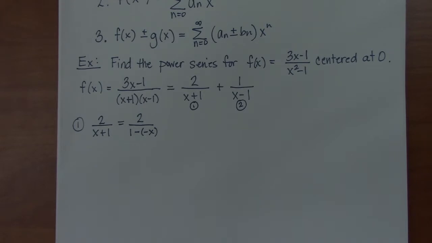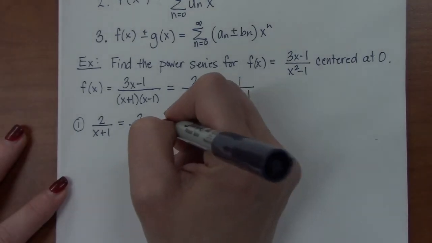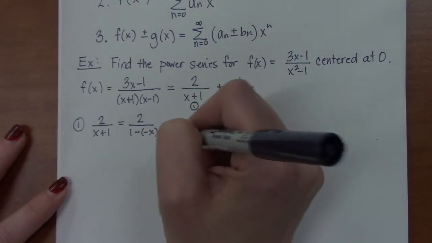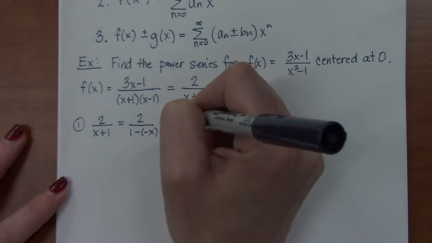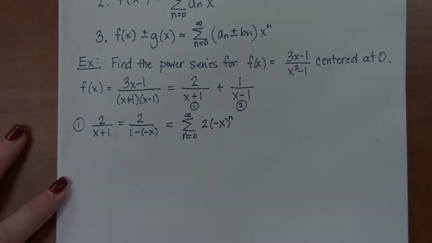So that is of the form a over 1 minus r, right? Our a would be 2, and our r would be negative x. So if I want to write it as a geometric series, a is 2 times negative x to the n.